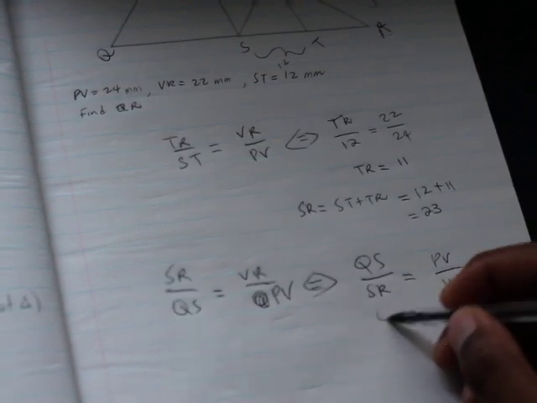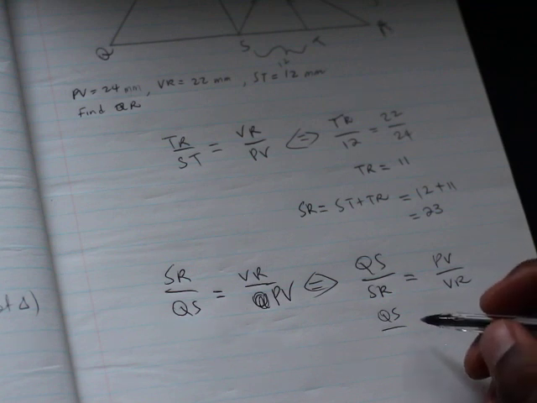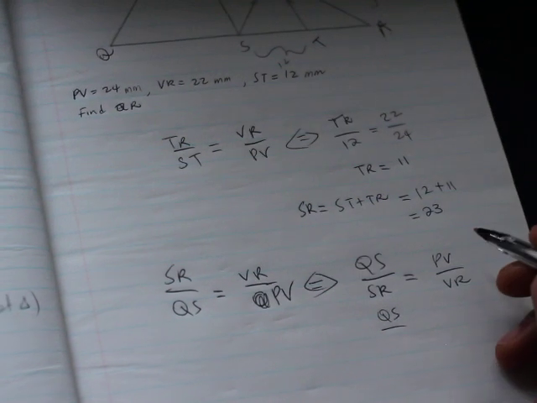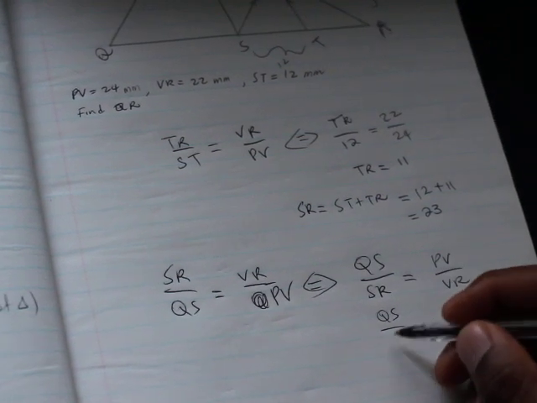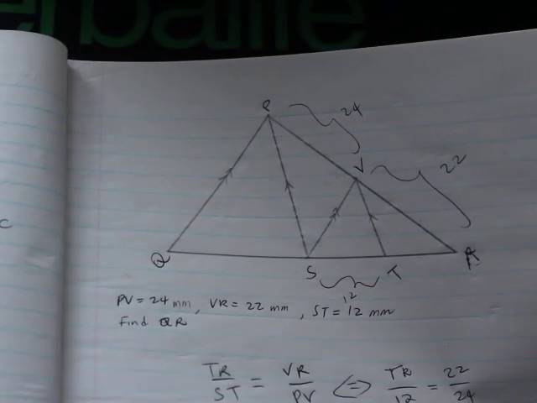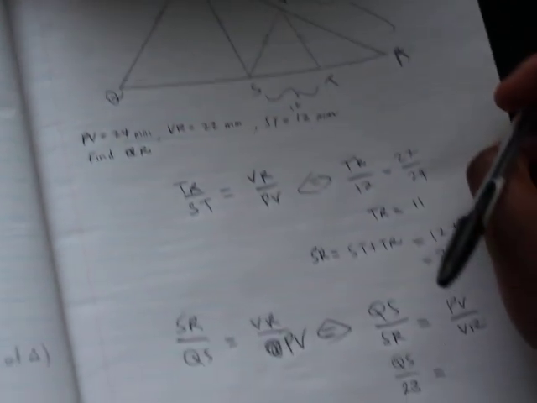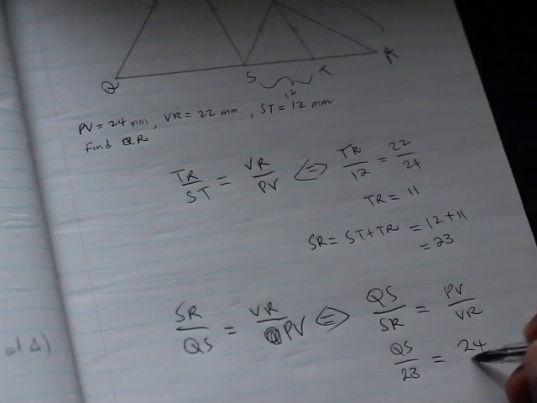Okay, so we don't know what QS is. Fine, we move right along. And then what is SR? SR, we said that is 23, remember? 23. And PV over VR. What is PV, you guys? PV is already given, actually. PV is already given. That's 24. And VR is 22. So 24 over 22.